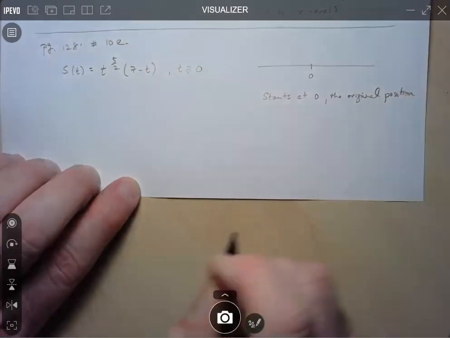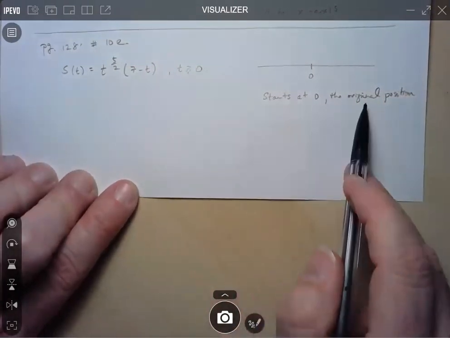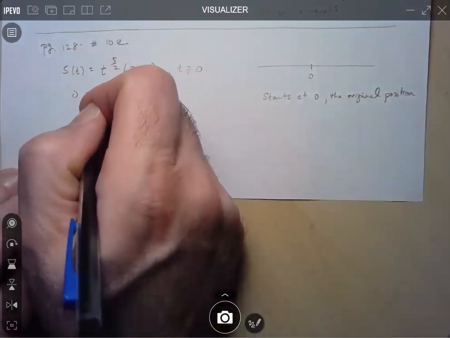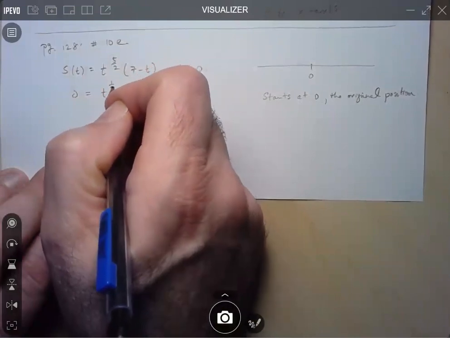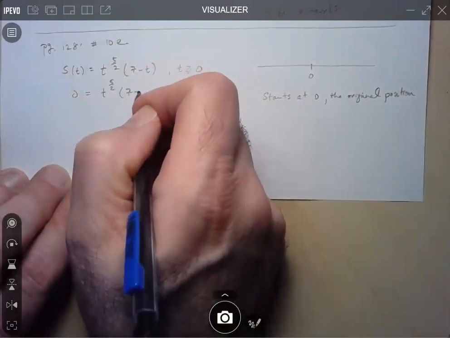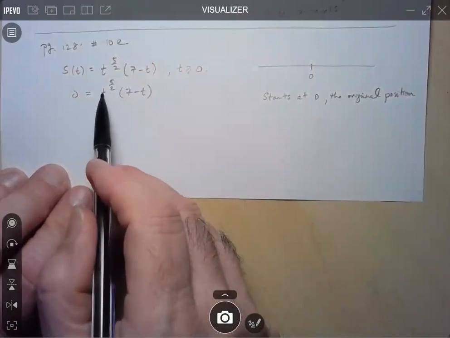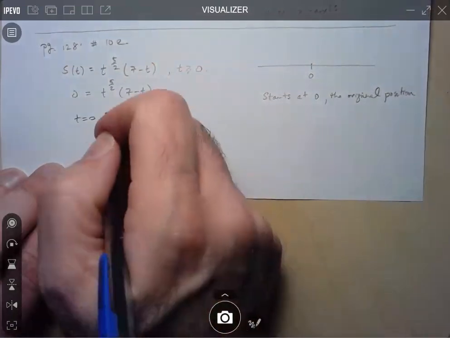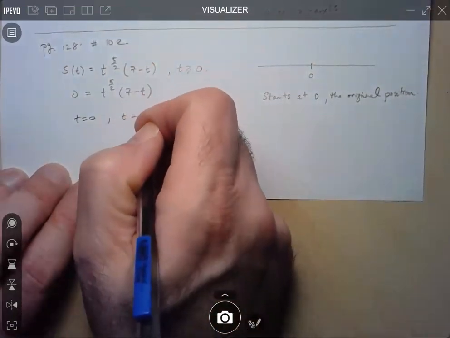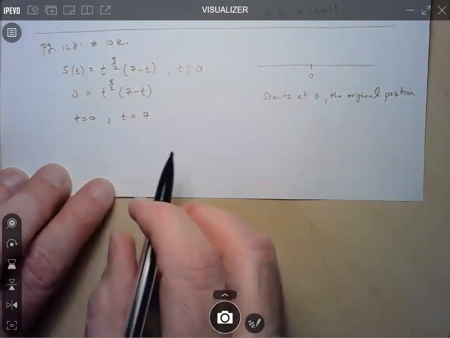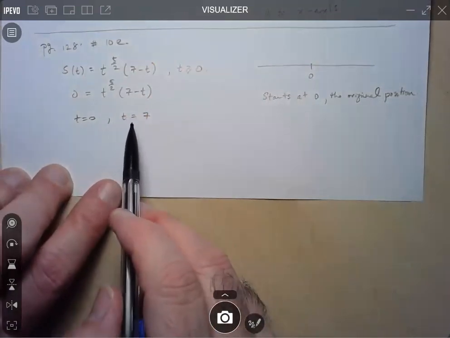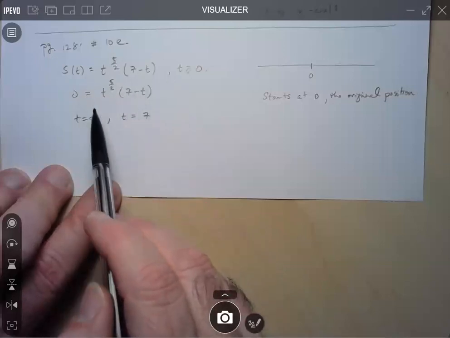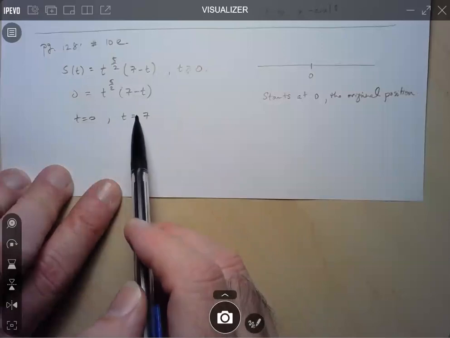So essentially, this is asking, when is it returning to 0? In other words, I need to solve when this thing is equal to 0. So t to the 5/2 times 7 minus t. And this is equal to 0 when t is equal to 0, which we already know, that's the starting position. And the next time it's equal to 0 is at 7. So this must be when it returns to its original position, because it can't be equal to 0 at any other value between these two.